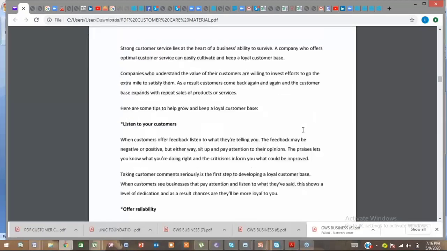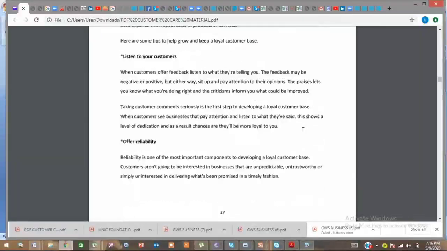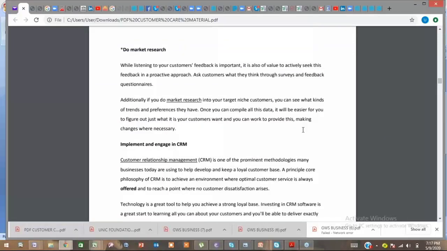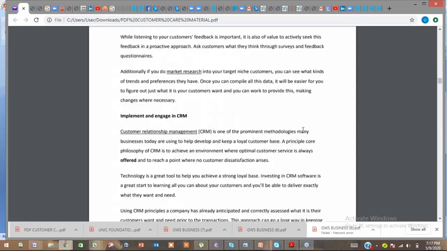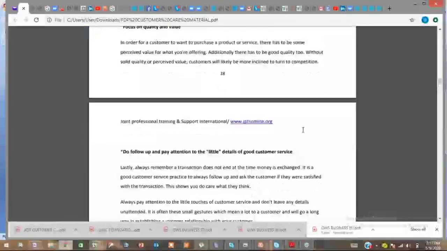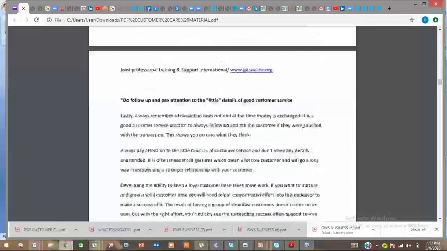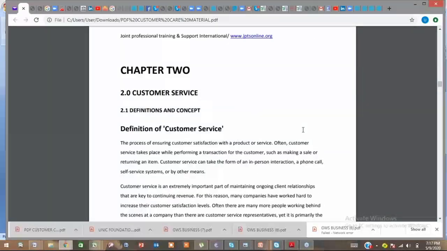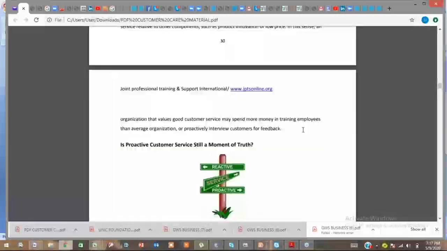The principles of retaining and developing a customer base, I explained this in my last training: listen to your customer, offer reliability, do market research, implement and engage customer relationship management, focus on quality and value, do follow up and pay attention to little details of good customer service. These are some of the things. So later we also looked at proactive customer service.